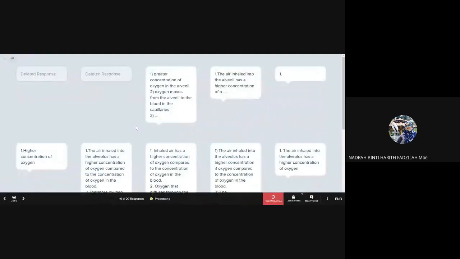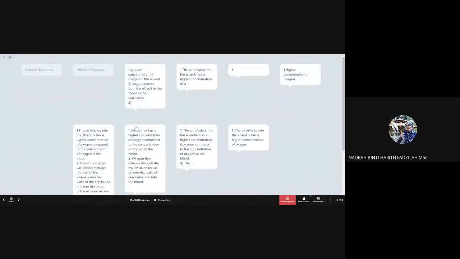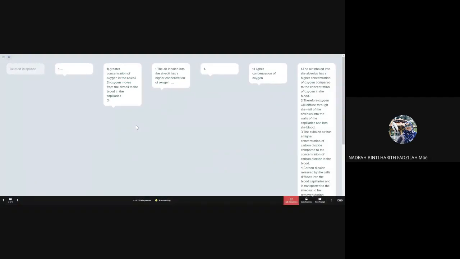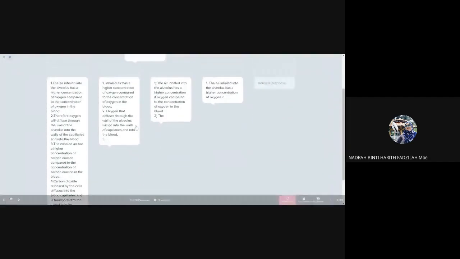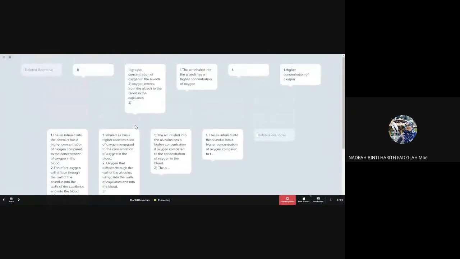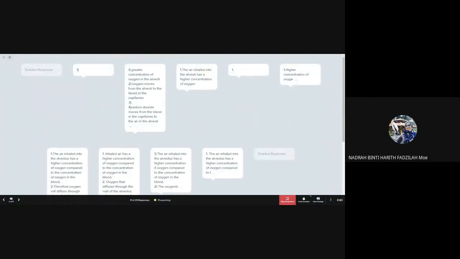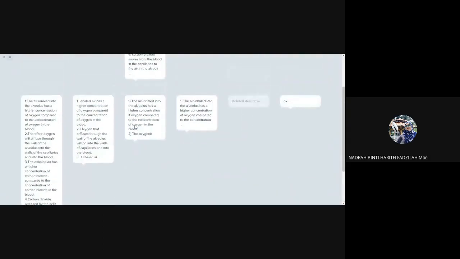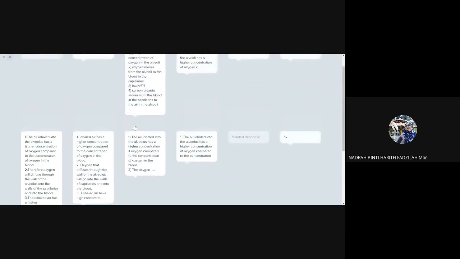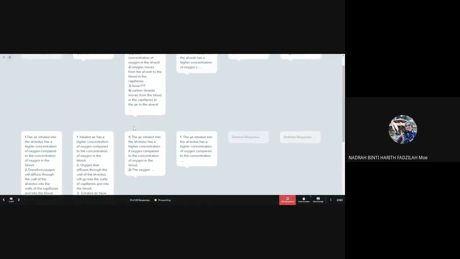First, in terms of oxygen concentration, based on the video, oxygen concentration inside the alveolus is higher than oxygen concentration in the blood capillary. Okay, ada yang tulis the air inhale into the alveolus. Betul juga, memang dalam alveolus tu inhale air, very good.